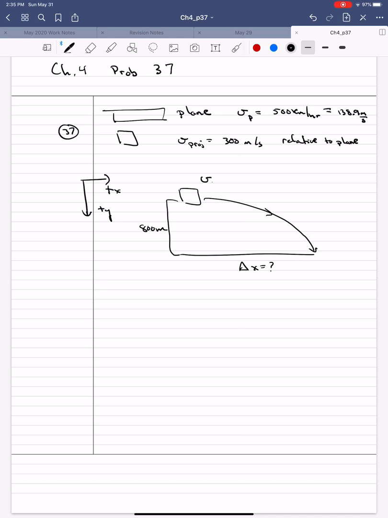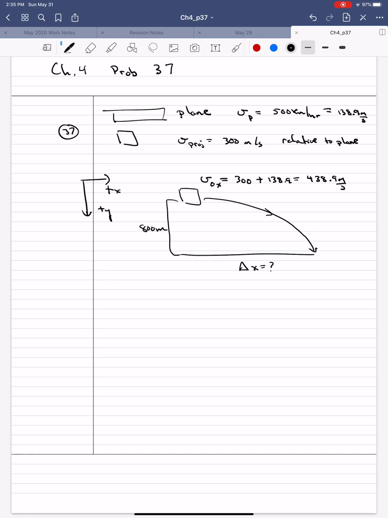That will mean that the initial speed of the projectile, which is going to be in the x direction, is going to be the sum of those two numbers. So it's going to be 300 plus 138.9. So the initial speed of the projectile will be 438.9 meters per second relative to the ground.